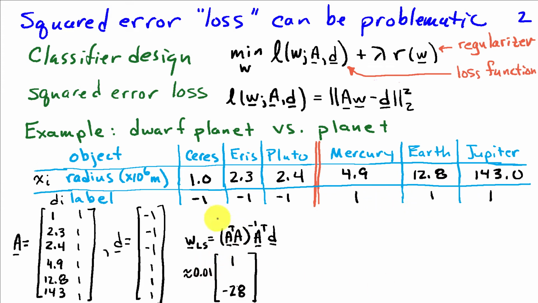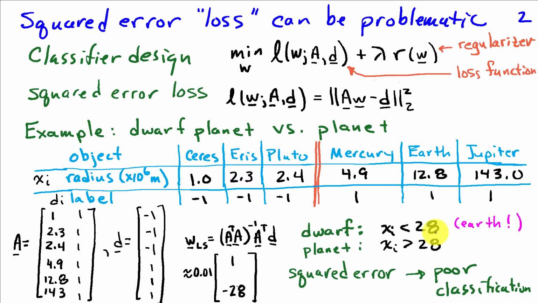So if we set up our classifier design problem, we'll have a matrix A containing the features, our labels in D, and we solve for our least squares weights, and we find that we get a weight vector that is on the order of 0.01 times [1, -28]. So this leads to the decision boundary. If the radius is less than 28 million meters, then it's going to be a dwarf planet, whereas if the radius is greater than 28 million meters, it's an actual planet. Now the problem here is that Earth gets classified as a dwarf planet, as does Mercury. The use of the squared error as a metric for determining the boundary is what leads to the poor classification.